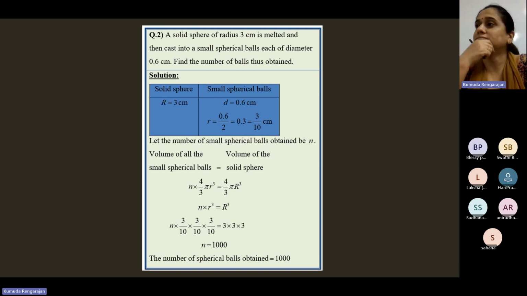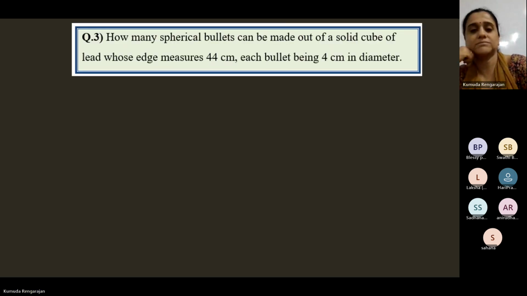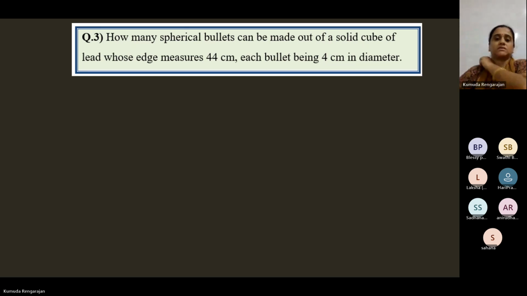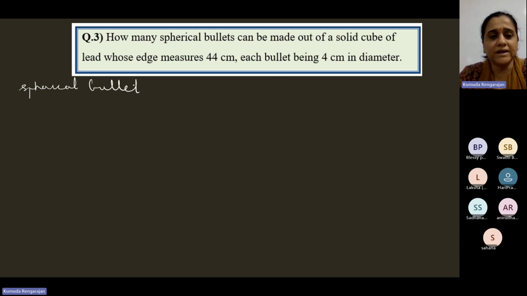All right, got it? Try this one. So spherical bullets are there and the solid cube. What are the two solids here? Spherical bullets. Spherical bullet and cube.